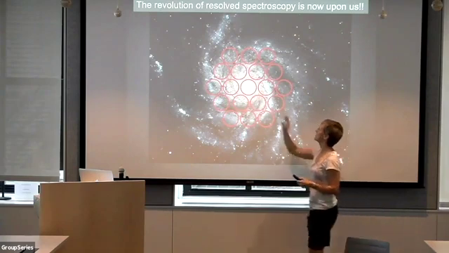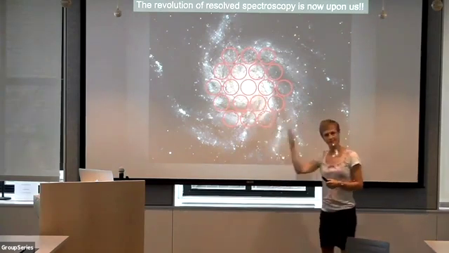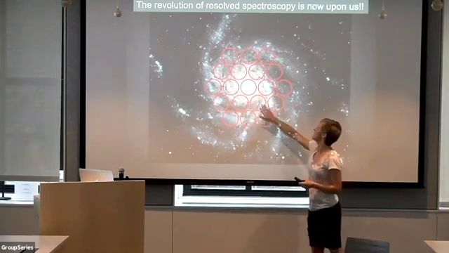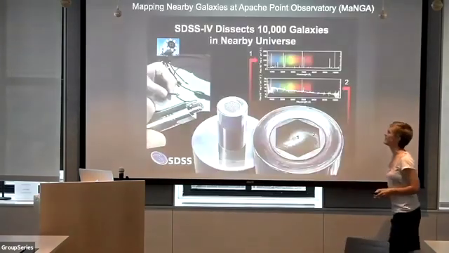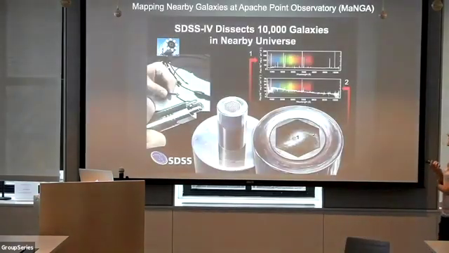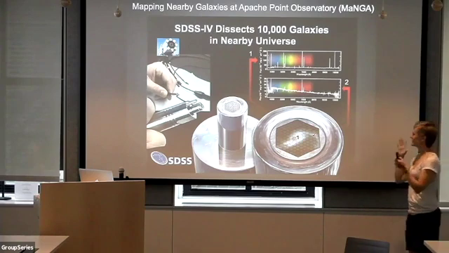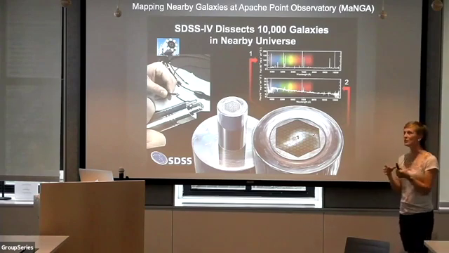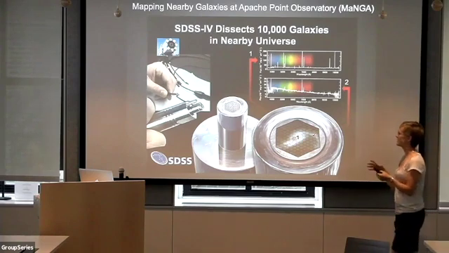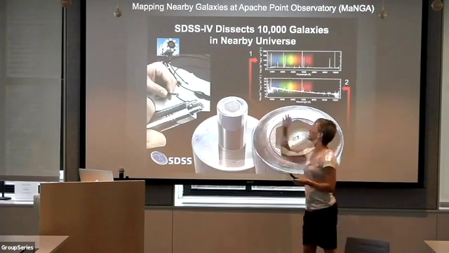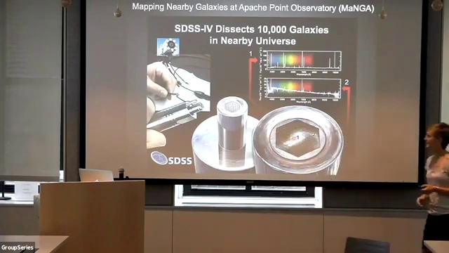So we get not just one central measure of star formation rate and metallicity, we can do it across the face of the galaxy. One survey that has been doing this, that we have been working with, is MaNGA. So this is Mapping Nearby Galaxies at Apache Point Observatory. This is part of SDSS-IV, where they've had this very clever idea of taking individual BOSS fibers, bundling them together, and then placing them over the Sloan galaxies.